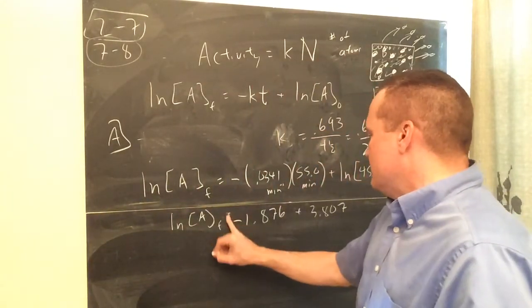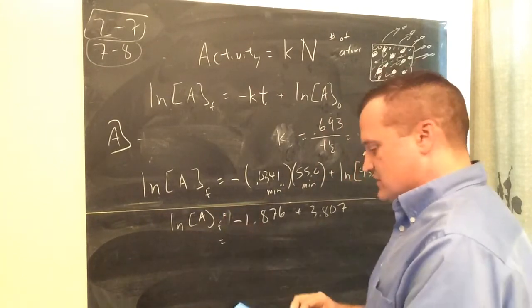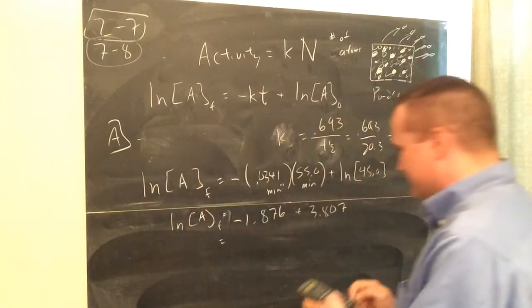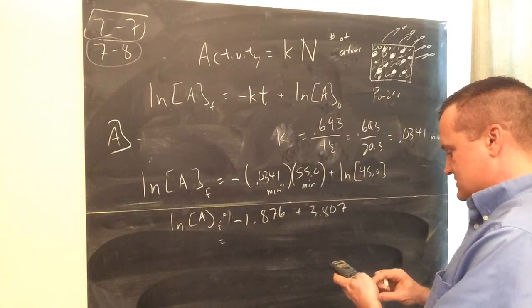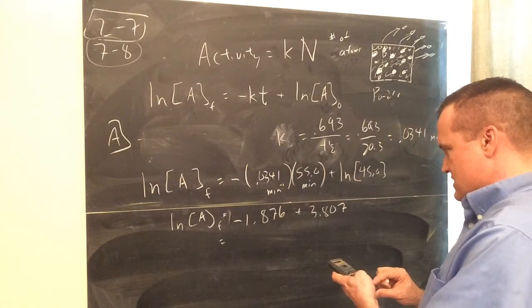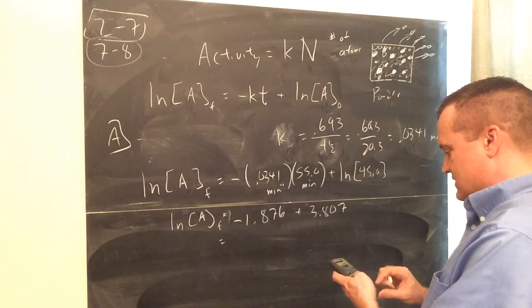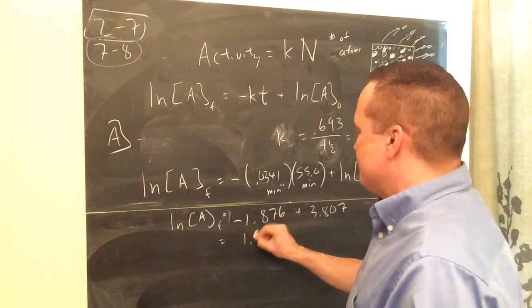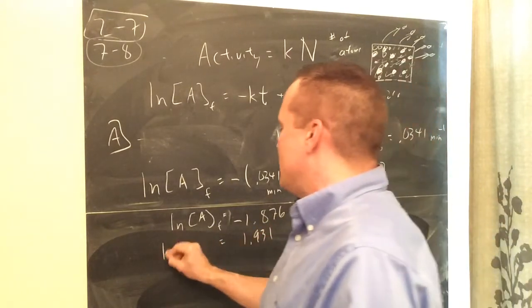Now what I'll do, combine these two. Negative 1.876 combined with 3.807 is 1.931, which equals natural log of A.